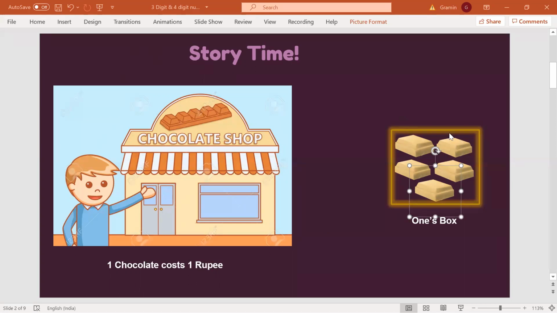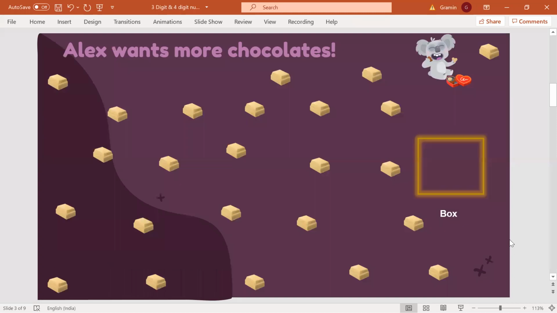Now what happens? The next day, Alex goes to the chocolate shop once again because now he has tasted the chocolates and he really liked them. So next day he buys a lot of chocolates. These are the number of chocolates he buys the next day. Now again to identify how much money Alex has to pay to the shopkeeper, he starts counting the chocolates one more time.